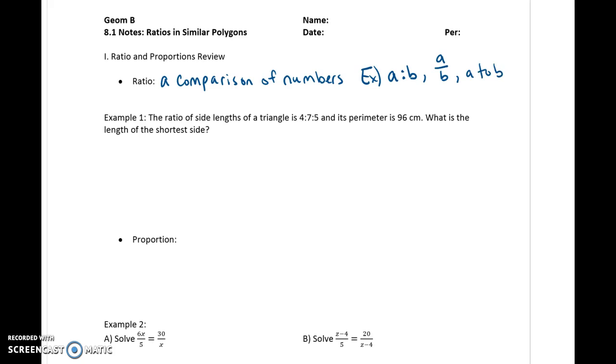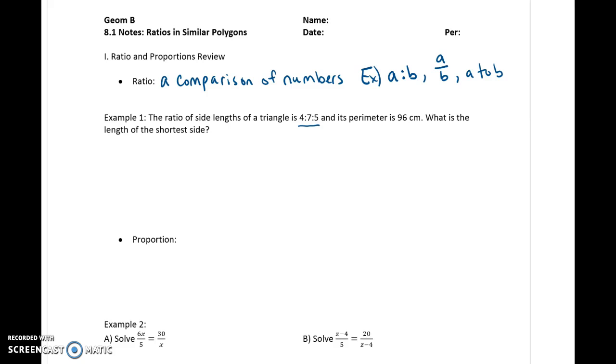So for example, if you take a look at example 1, we have a ratio of side lengths of a triangle that is 4 to 7 to 5, and its perimeter is 96 centimeters. So we want to figure out what is the length of the shortest side. Well, hopefully you can see right away that the ratio 4 to 7 to 5 are not actually the side lengths, because 4 plus 7 plus 5 is definitely not 96.